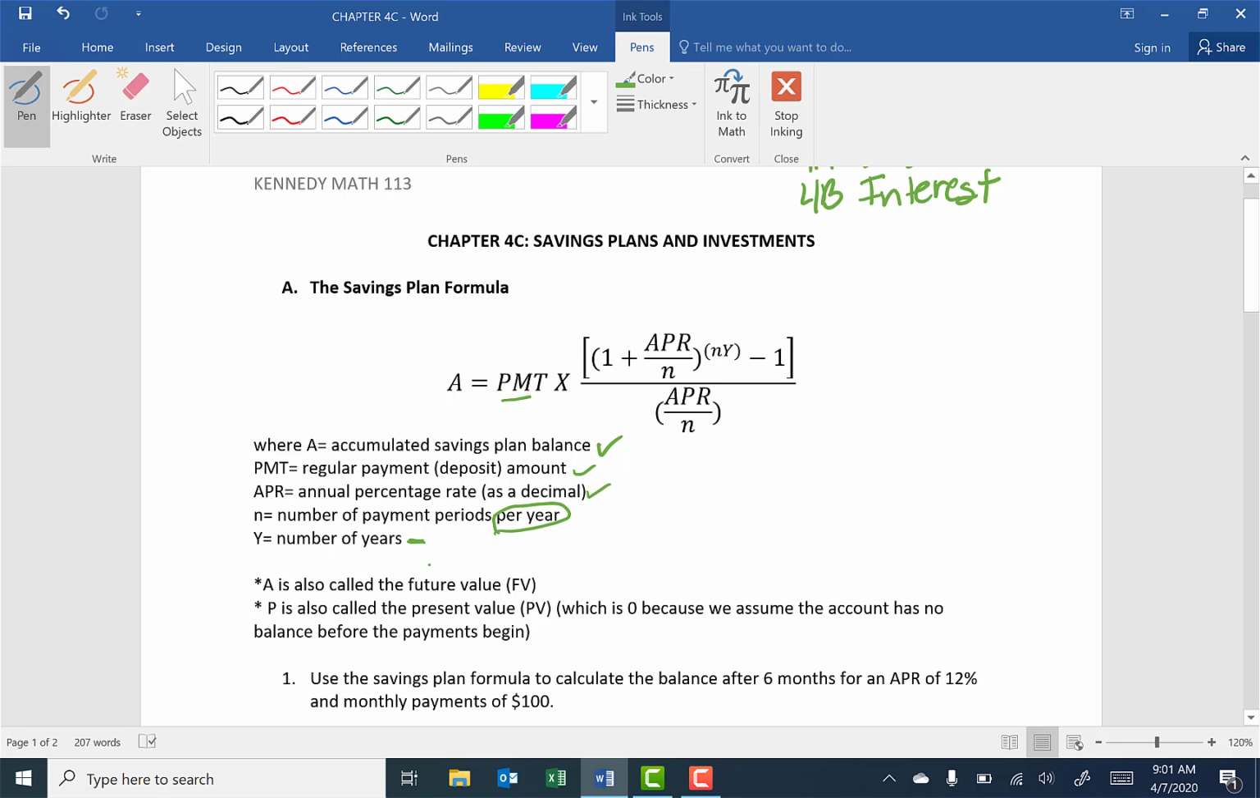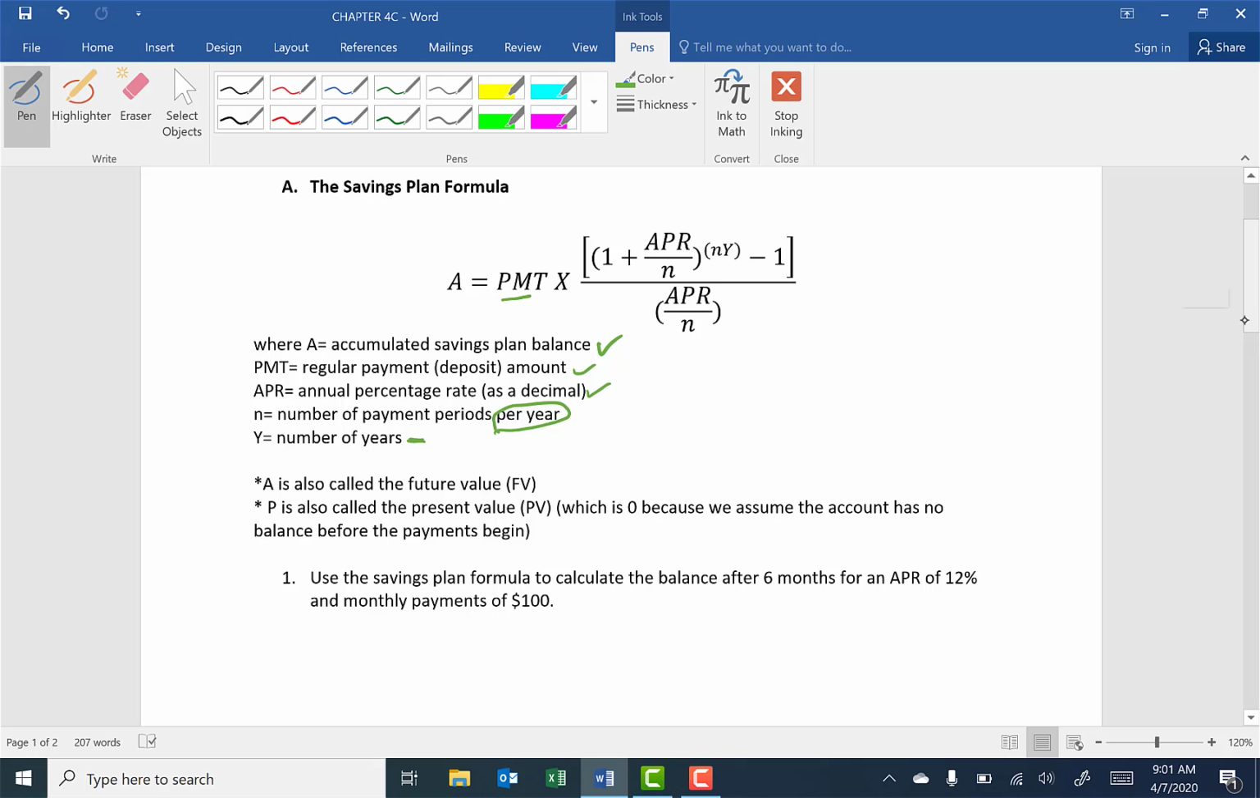So A is also called the future value. P is also called the present value. We're not going to worry about that at this point. Those are just other names you might hear it referred to as.